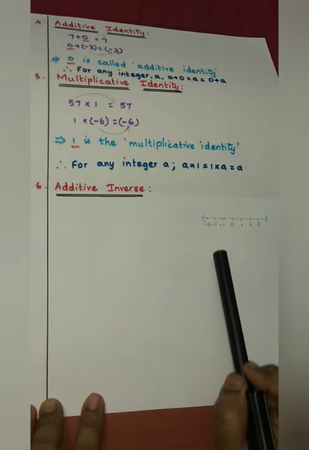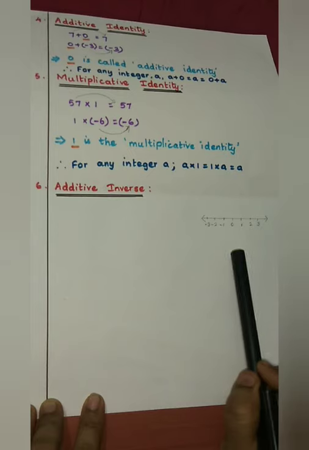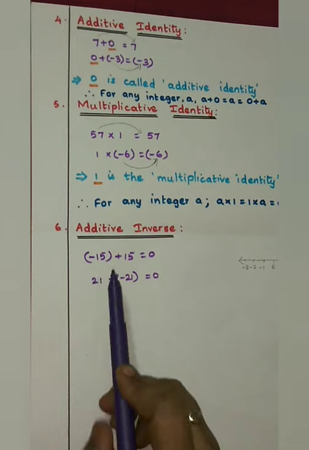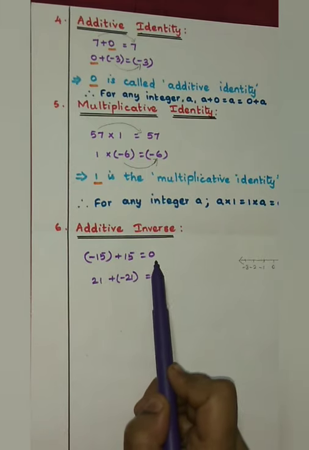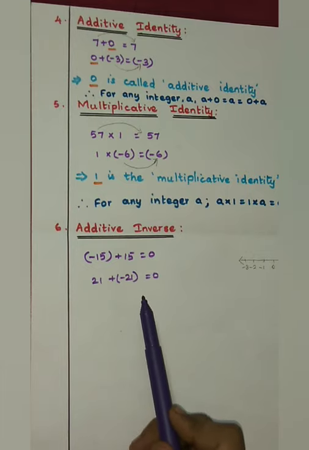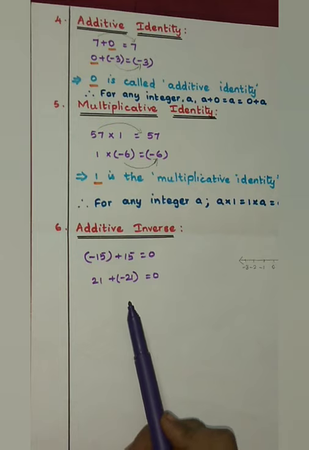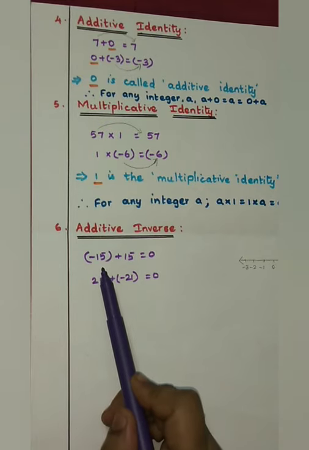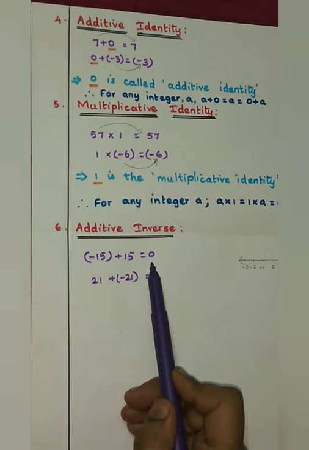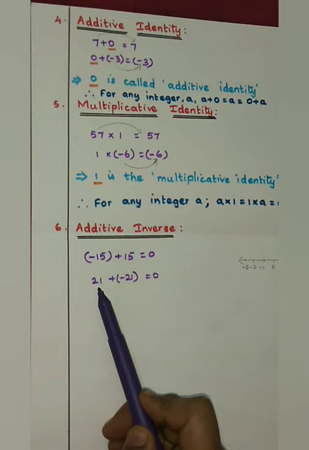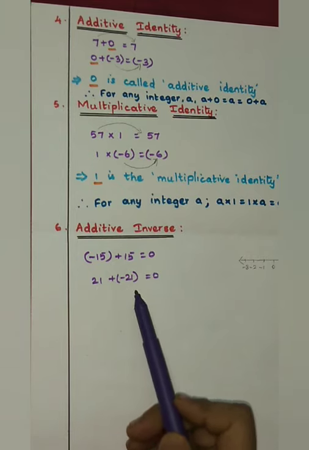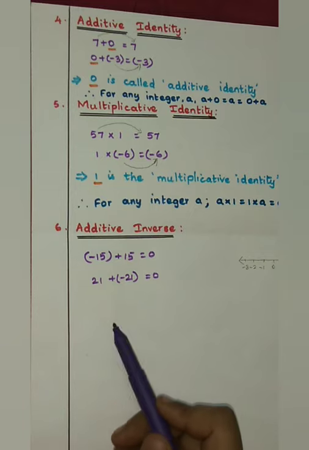In fact, we find that the opposites added together always give the value 0. For example, minus 15 plus 15 is equal to 0. 21 plus minus 21 is equal to 0. This property of integers is named additive inverse. Minus 15 is the additive inverse of 15 because their sum is 0. In the same way, 21 is the additive inverse of minus 21. Either of the pair of opposites is known as the additive inverse of the other.